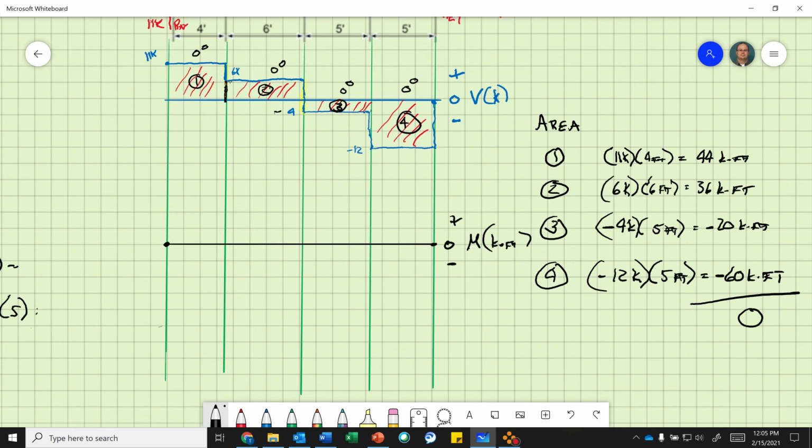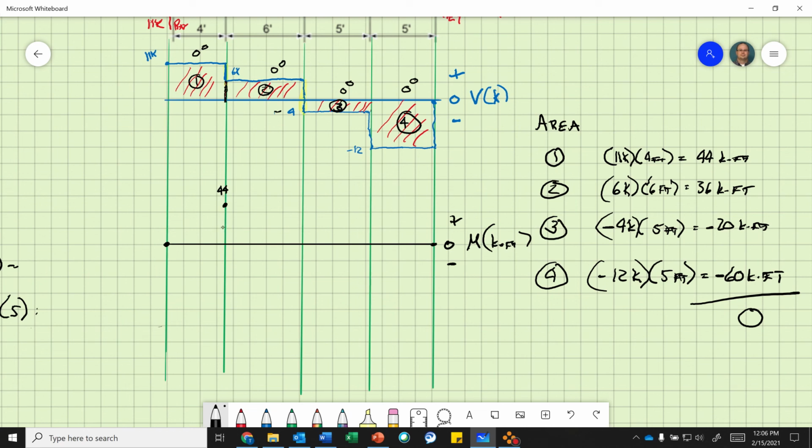Okay, so if I want to find the moment at that first line that I projected down, it is at 44 kip feet. So 10, 20, 30, 40, 44. Right there, I'm going to draw a point. So that's 44. Now I want to find the total moment at the end of area 2. So that's from 0 to there. I just add 44 plus 36, which is 80. So I have to go 36 more, and I'll end up at 80.